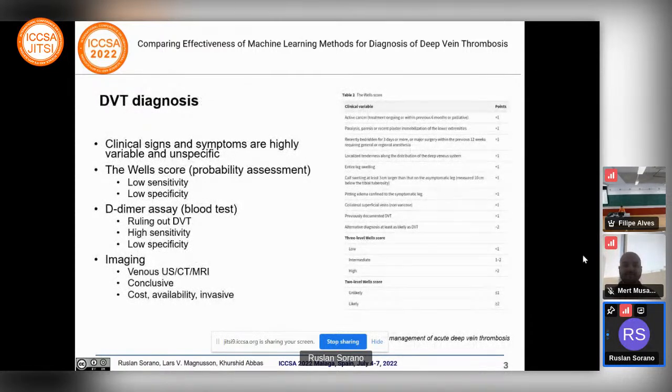And as of today, the clinical vital signs and symptoms are very unreliable. So there are three steps to diagnose. One is this integer questionnaire, which has both low sensitivity and specificity. The second is the D-dimer blood test, which is good for ruling out DVT. But the most conclusive is imaging, which is expensive and sometimes invasive.